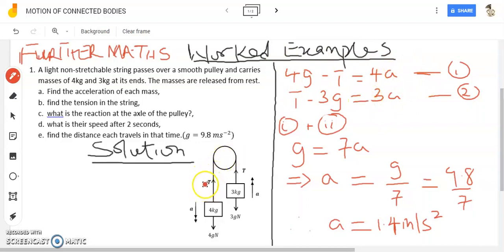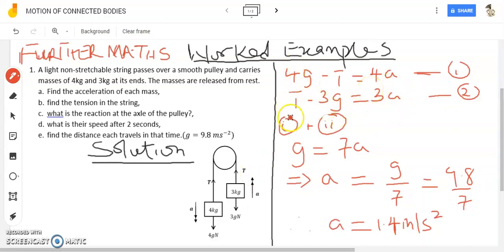Now, the resultant or net force for this first body is 4g minus T, since this body accelerates downwards. So that is what we have here, and that equals 4a from the second law of motion. Likewise, for the second block, the resultant force here should be T minus 3g, which is what we have here, since this body accelerates upwards, and that also equals 3a, also from the second law of motion.